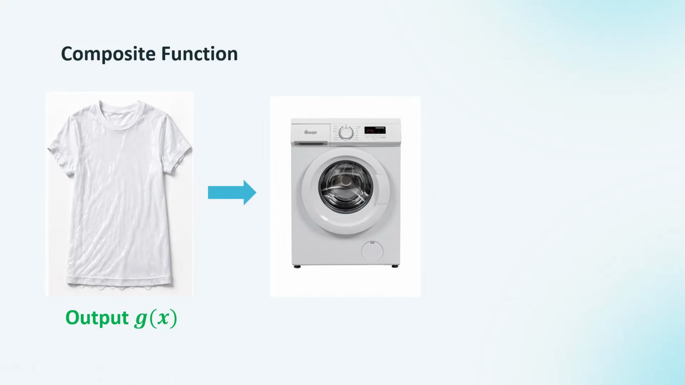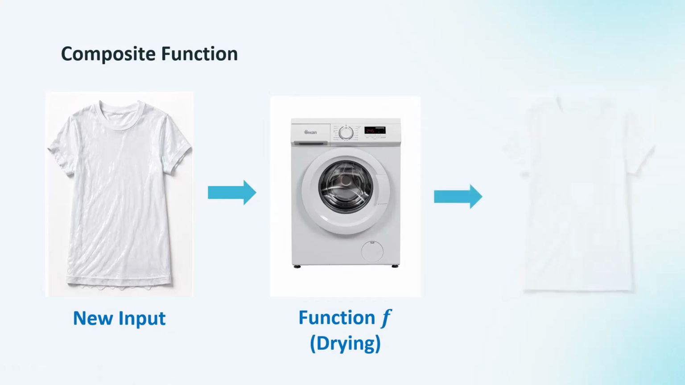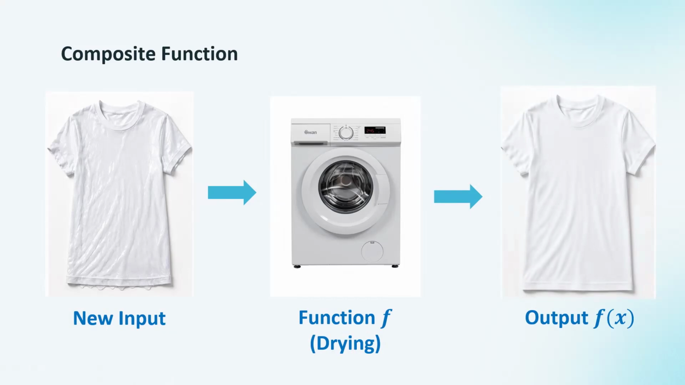But now, the wet t-shirt is not an output anymore. It's going to be an input. It's going to be a new input for the function f, which is the function for drying. After this, we know that we will get an output, which is f of x, where it is a clean, dry t-shirt. So that is a simple analogy for a composite function. It's basically a function that comprises other functions.